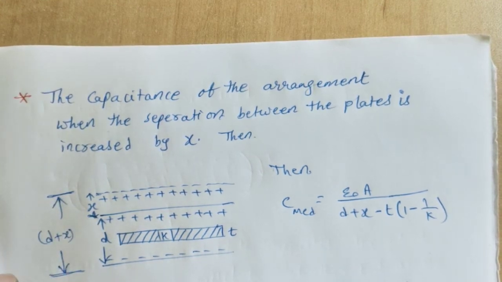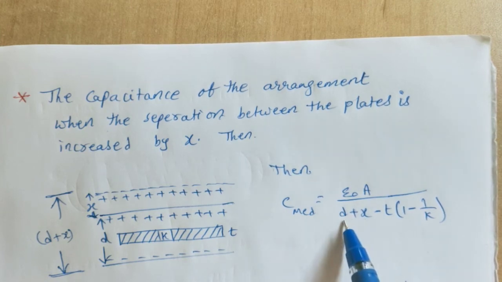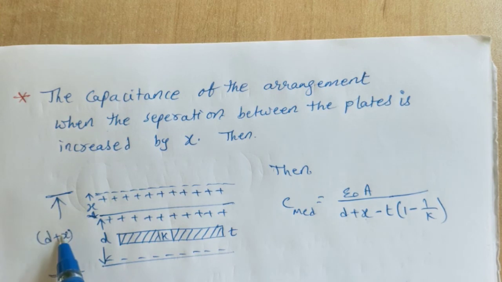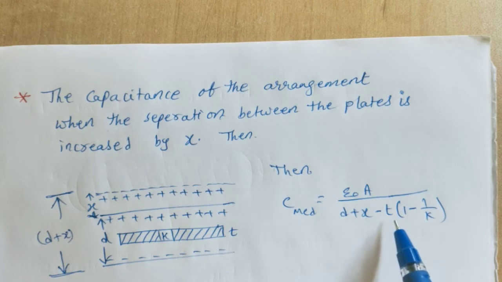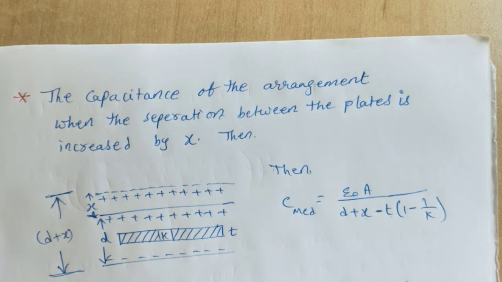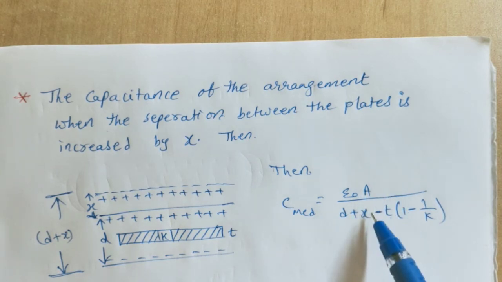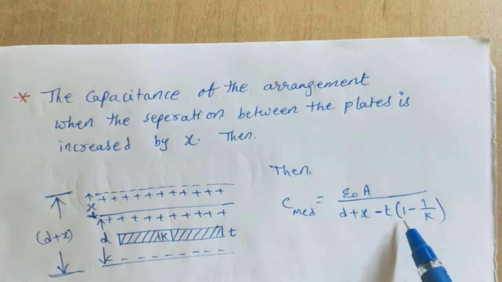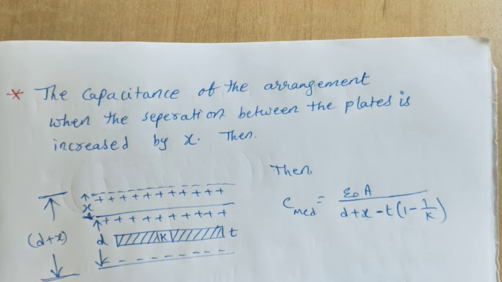Now the new equation for capacitance between parallel plates is C medium is equal to epsilon naught A by (d plus x). Previously we had only d, but since the length increases by x, instead of d we now take d plus x. As usual, we have minus t into (1 minus 1 by k). So when the distance is increased by x, C medium is equal to epsilon naught A by (d plus x minus t into (1 minus 1 by k)). This is one of the formulas, and these formulas are very important for objective examinations.